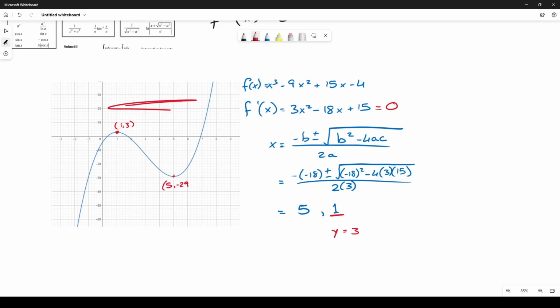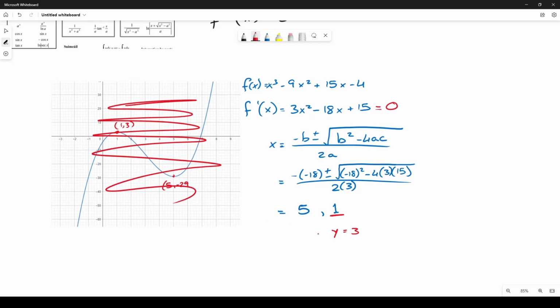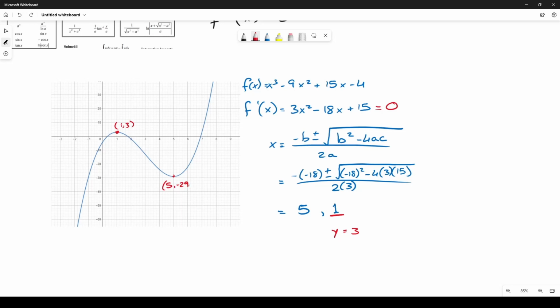So even if you didn't have the graph, if you figured out that one height was at 3 and one height was at minus 29, obviously the maximum is going to be the one at 3 because it's higher up than minus 29. That is a shady way of finding out which one is the max and the min.